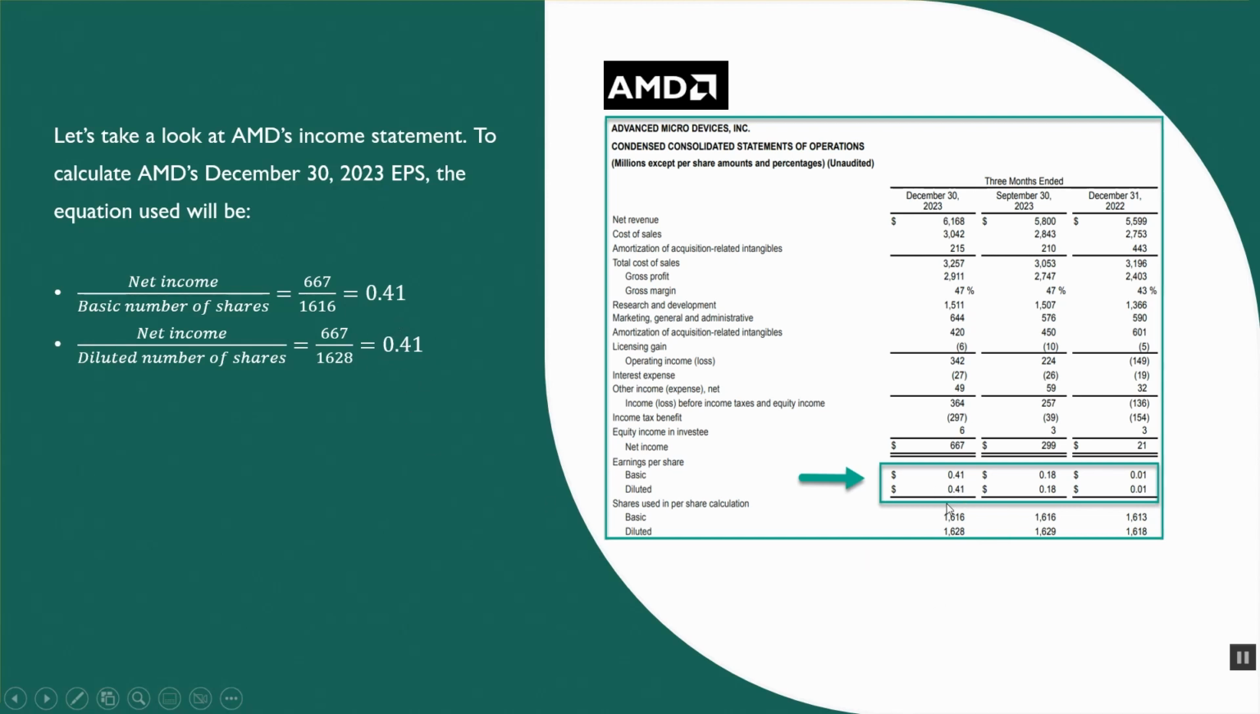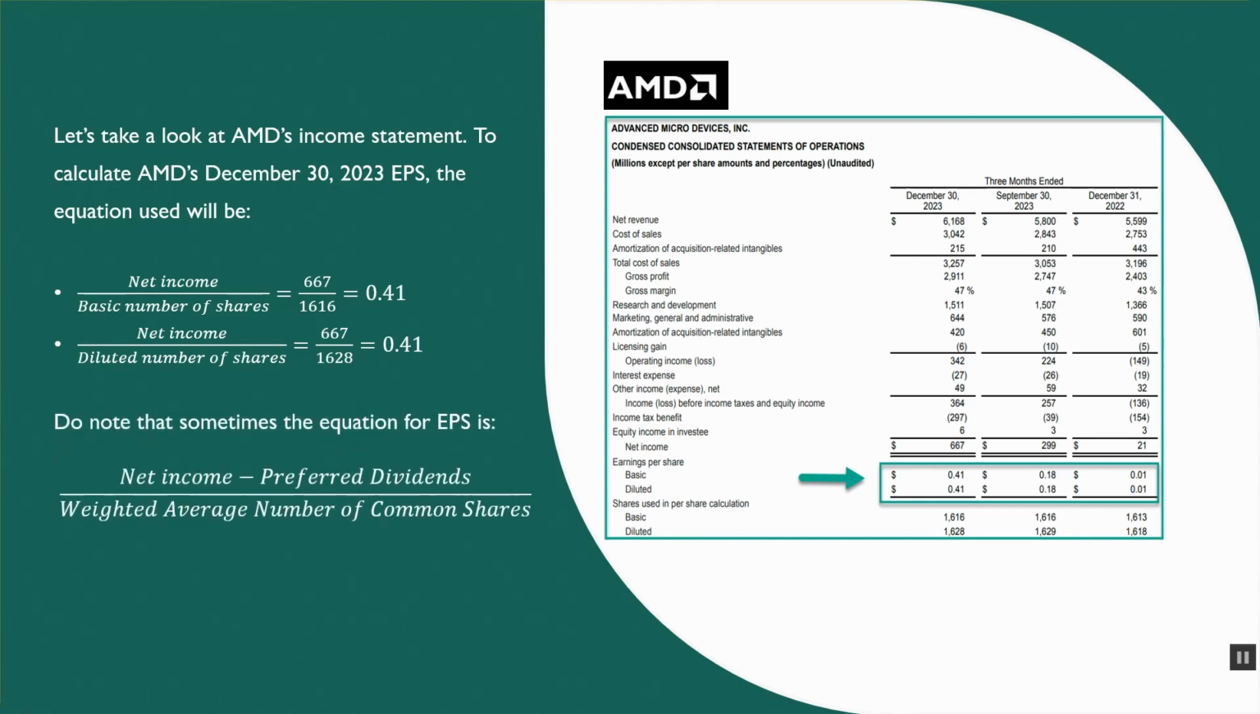But do note that sometimes the equation for EPS is net income minus preferred dividends over the weighted average number of common shares. The only difference is that if the company gives out dividends, we just deduct that from the net income, because that's essentially where they get the money to give out the dividends to their shareholders, which is the net income or the profit that they make as a company.